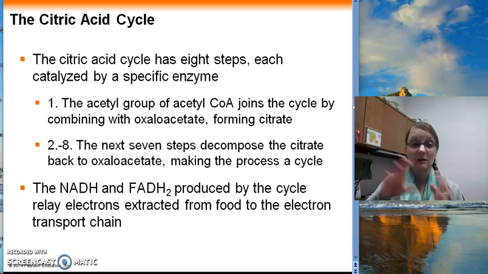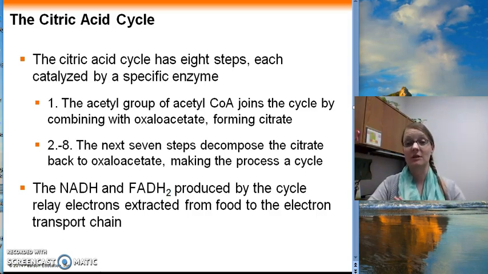And then the rest of the cycle, steps 2 through 8, are essentially getting closer and closer to regenerating that same 4-carbon oxaloacetate. At the end of the citric acid cycle, the majority of the energy that was left of the glucose as it came into the citric acid cycle now gets removed from that acetyl molecule and stored as those high energy electrons in FADH2 and NADH.